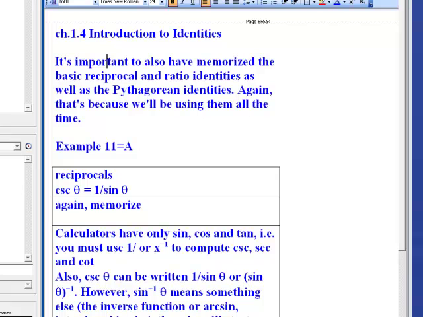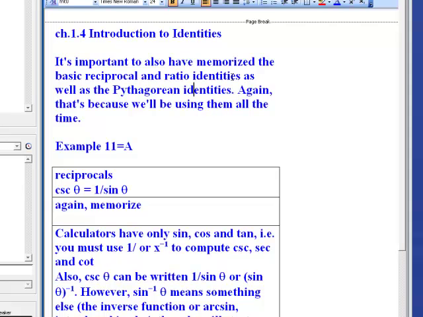We're starting out with a few basic identities, which are so important that you have to memorize them. Those are the basic reciprocal identities, such as the cosecant equals 1 over sine, which you need to know anyway because, as I had mentioned, they're actually not on your graphing calculator. The cosecant and cotangent are not.